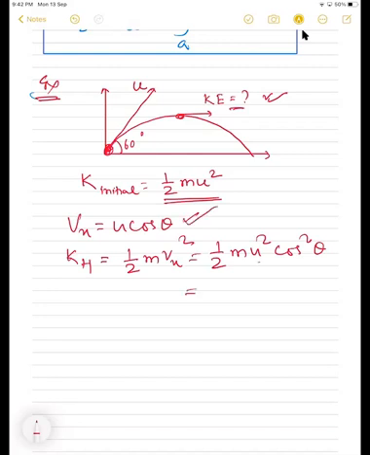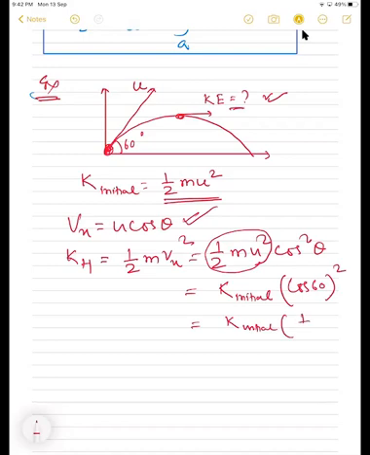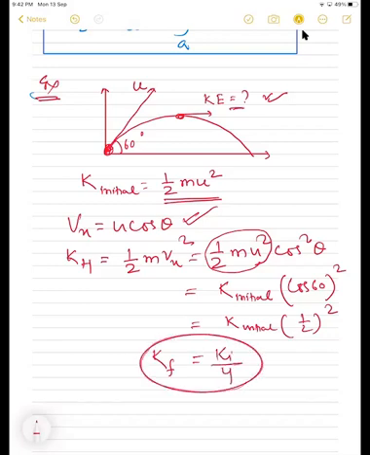And that is equal to half mu square, which is the initial kinetic energy. So I can write K initial into cos 60 degree whole square. Cos 60 is how much? 1 by 2. So K initial into 1 by 2 whole square. So that is final kinetic energy is equal to initial kinetic energy by 4. Understood the thing, all?